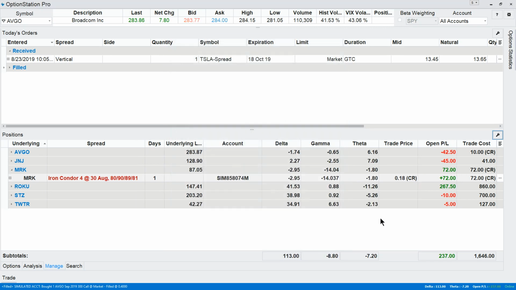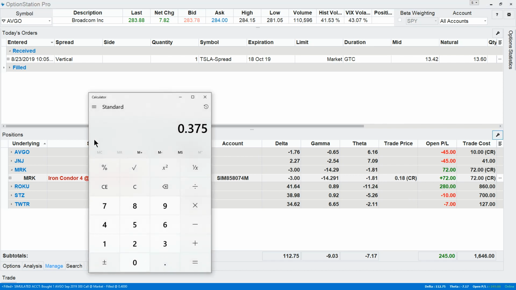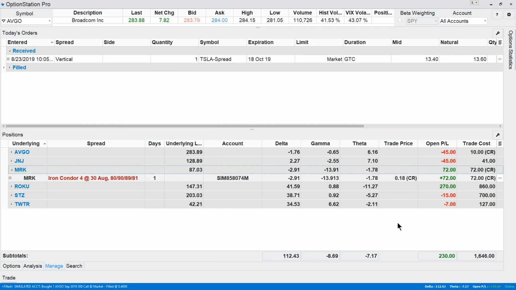Okay, so we got 18 cents of credit when we did this Merck Iron Condor. We did this with 4 contracts. So 4 times 18 gives you a profit of 72. And currently this trade is showing you 72, meaning that there is no premium left in those options at all. So again, it would be recommended to close the trade just in case something crazy happens to Merck and that stock starts moving like crazy.